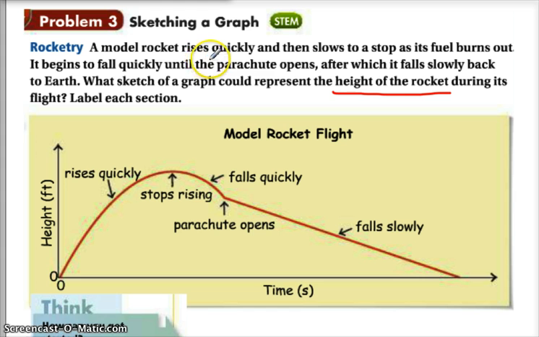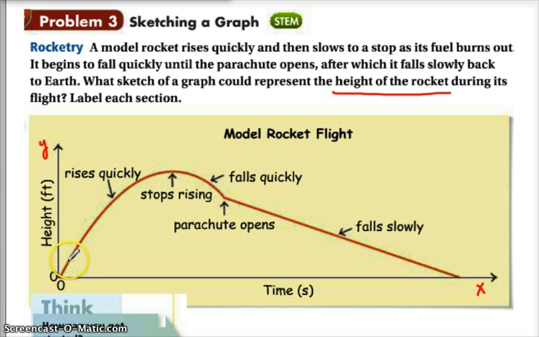Obviously, since we're talking about what happens over time, it rises quickly and then slows, we can assume that time is on our x-axis. Okay, the question always is, well, what's on the y-axis? Well, here's your answer to the question. The graph could represent the height of the rocket during its flight. Okay, so height is on the y-axis. Height goes up here from 0 going up, and time increases going along the x-axis.